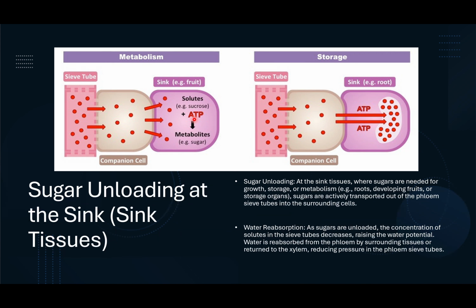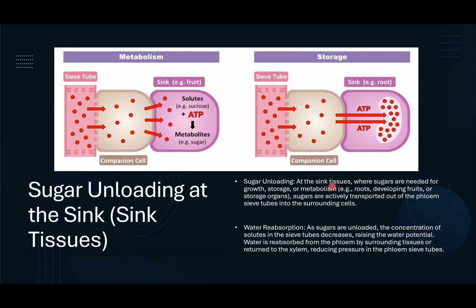So for example, a fruit where it would be stored, or a root where it would be stored, or any type of cells that are growing, wherever the sucrose is needed, that's going to happen. So the sink tissues are where sugar is needed for growth, storage, or any type of metabolism.